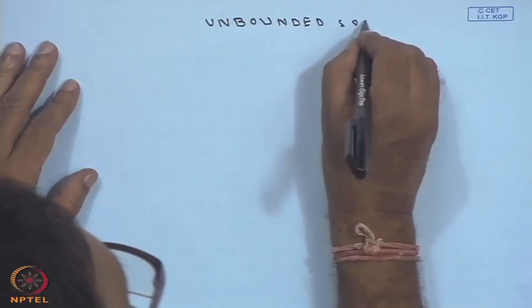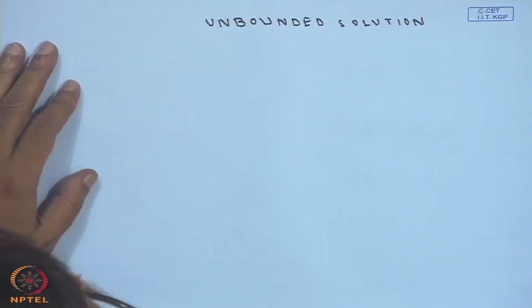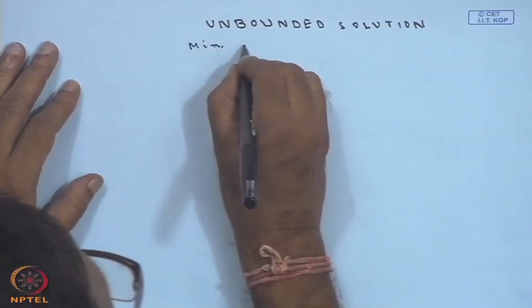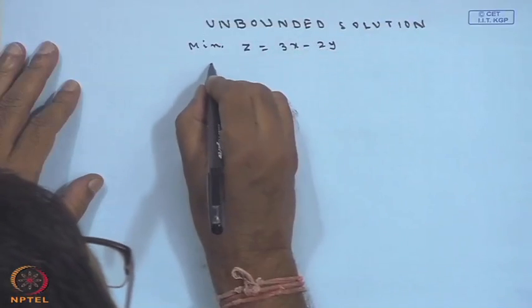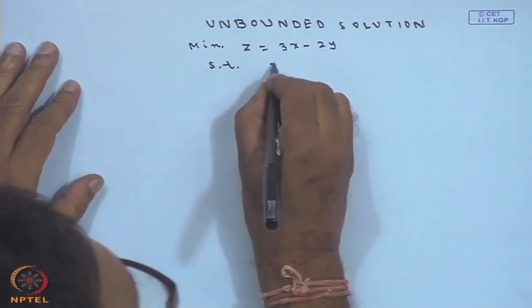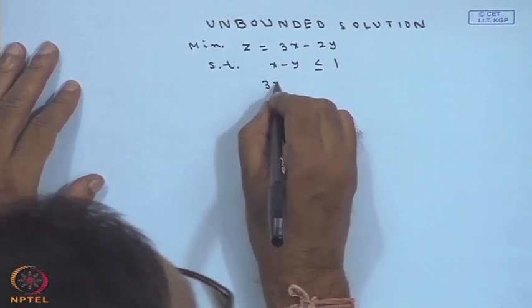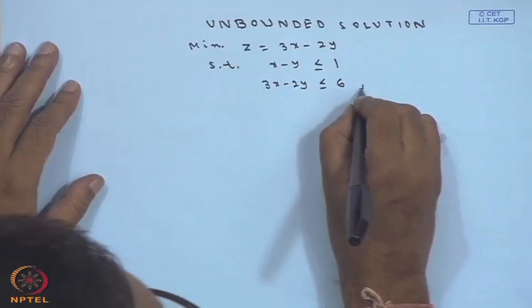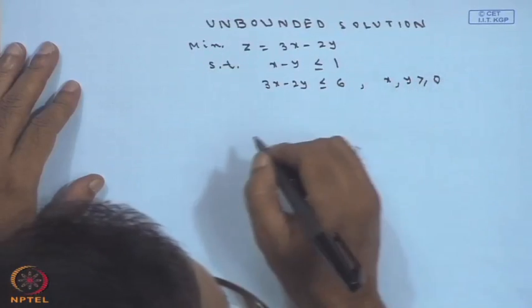Unbounded solution. Again, we will explain it by one example itself. Minimize z equals 3x minus 2y, subject to x minus y less than or equal to 1, 3x minus 2y less than or equal to 6, x, y greater than or equal to 0.